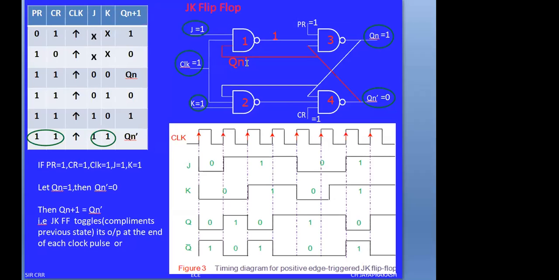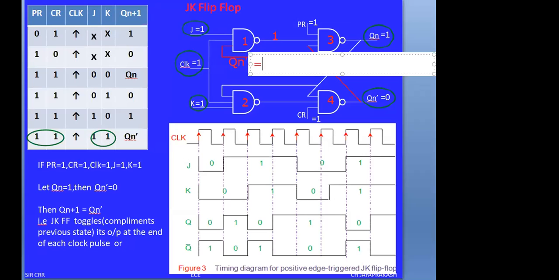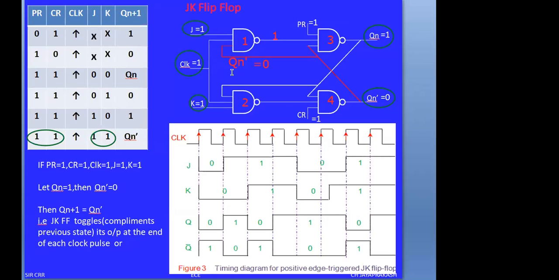Since Qn bar is assumed to be 0, this 0 is applied to NAND gate 1, and the output equals 1. Similarly, you can observe one more thing. The same Qn bar is applied to NAND gate 3. Now this 0 will make the output of NAND gate 3, which is Qn, equal to 1.